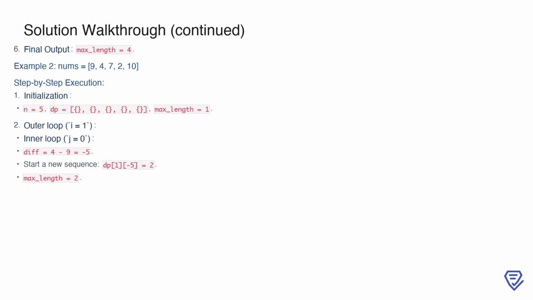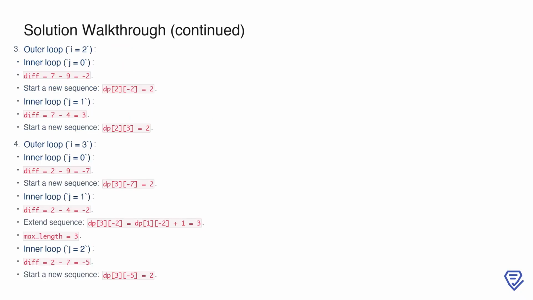For i equals 1, we compare with j equals 0. The difference between nums[1] and nums[0] is -5. Since this difference is not in dp[0], we start a new sequence of length 2, updating dp[1][-5] to 2. We also update max_length to 2, as it's the maximum length encountered so far.